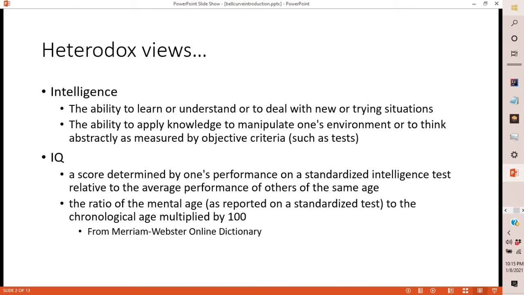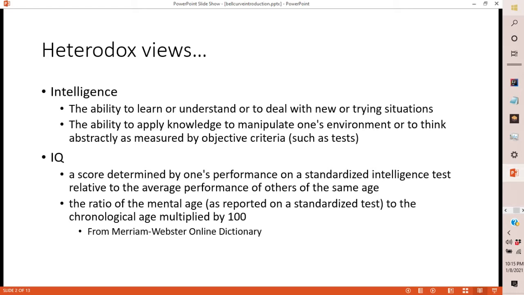Heterodox views. The first slide here. And why do I use that term heterodox? Well, that's kind of what the authors use to describe their views on intelligence.